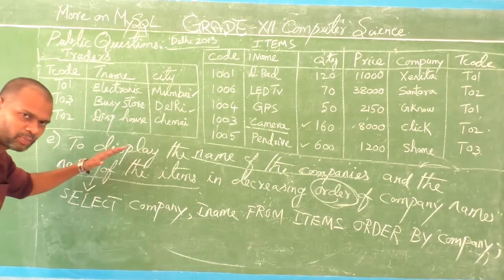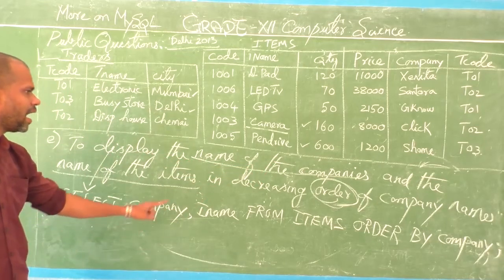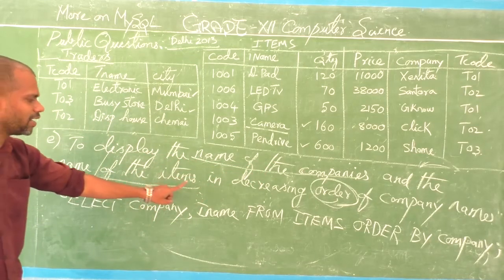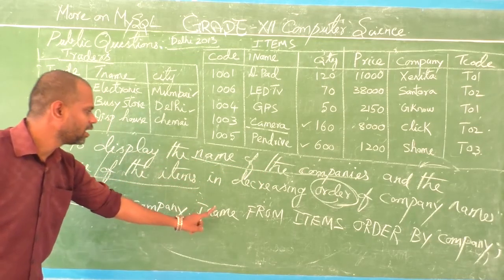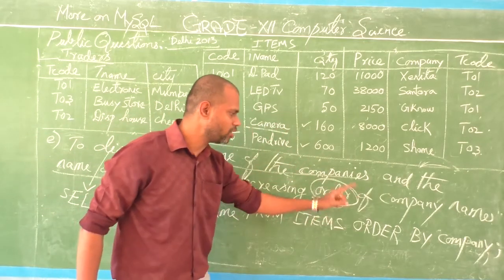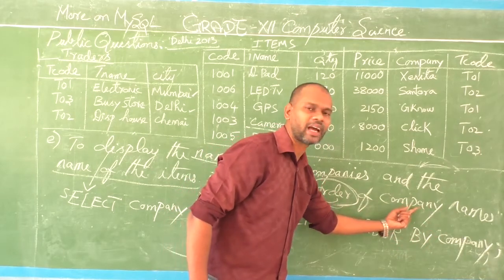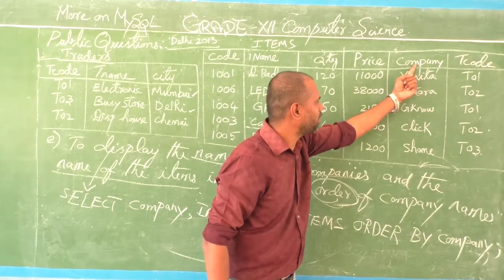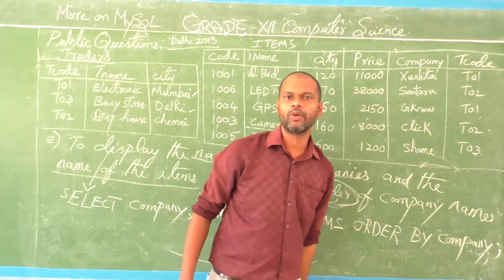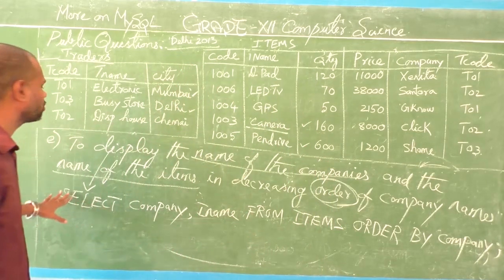You see, whenever you see display, you can write select. And name of the company means you can write company. And name of the item means you can write I name, item name. From items table. Then whenever you see order, you can write order by column name. What is the column name? It is company name. Company name means it is company. So write company. At last put semicolon. That's all. Okay. So this is the SQL for today's session.